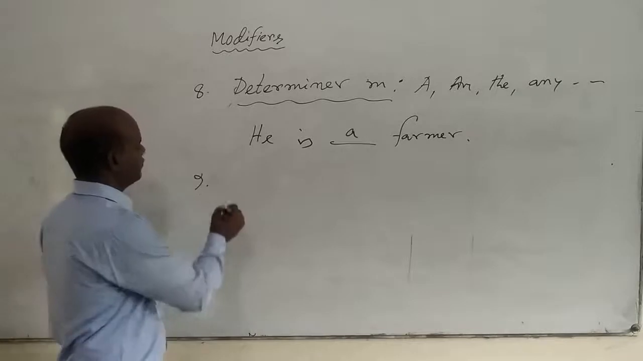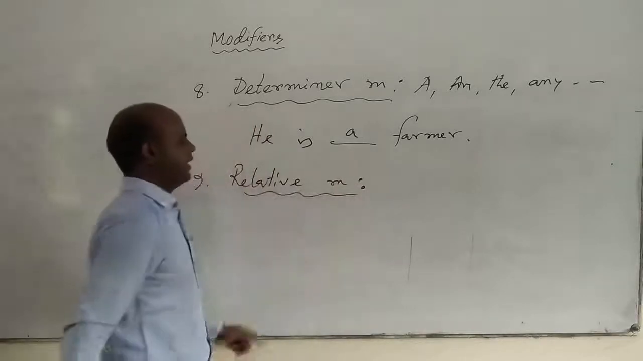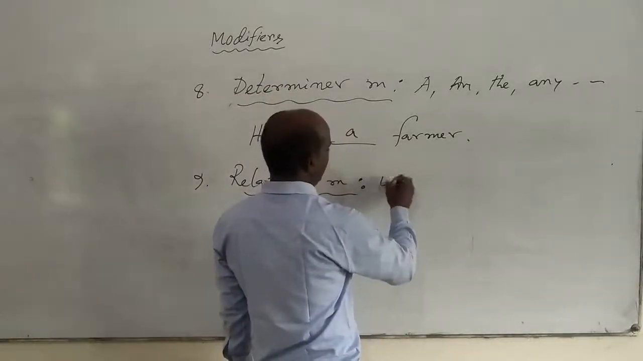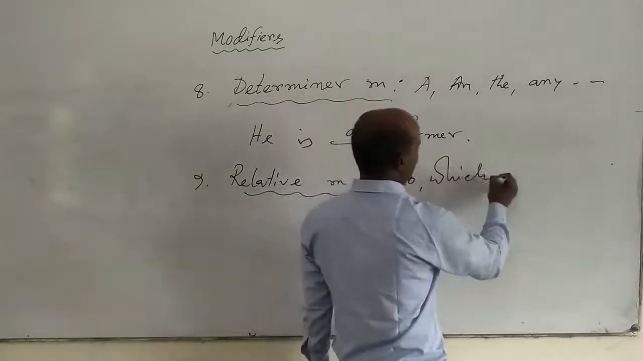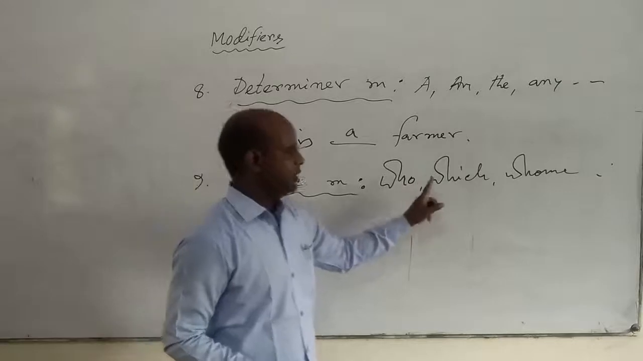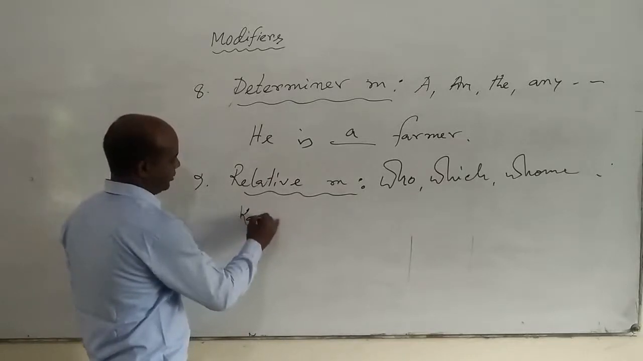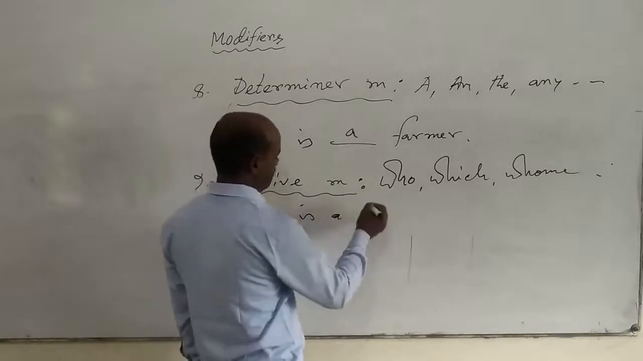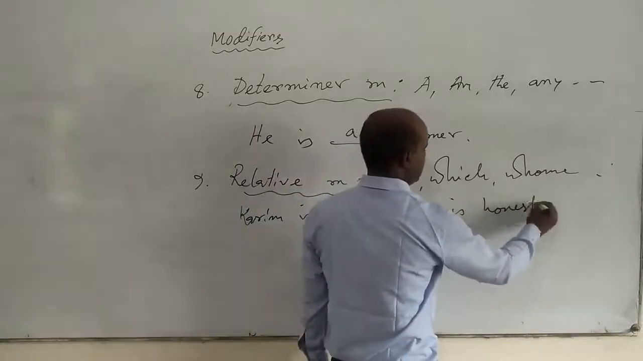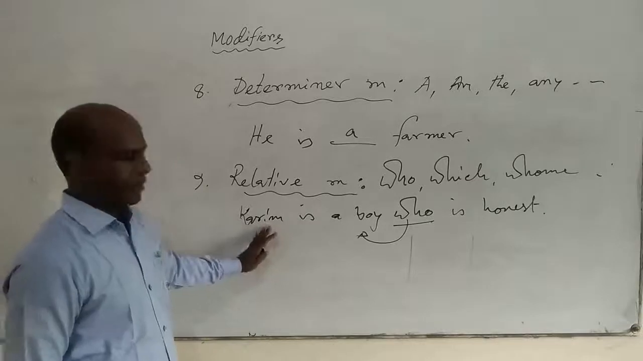Number 9, relative modifier. What is a relative modifier? It relates the two subordinate sentences. For example, relative modifiers who, which, whom, etc. Who is used for persons and which, that are used for things. For example, I met a boy who is honest. Here, who is used for the boy. So, it is a person or living thing.